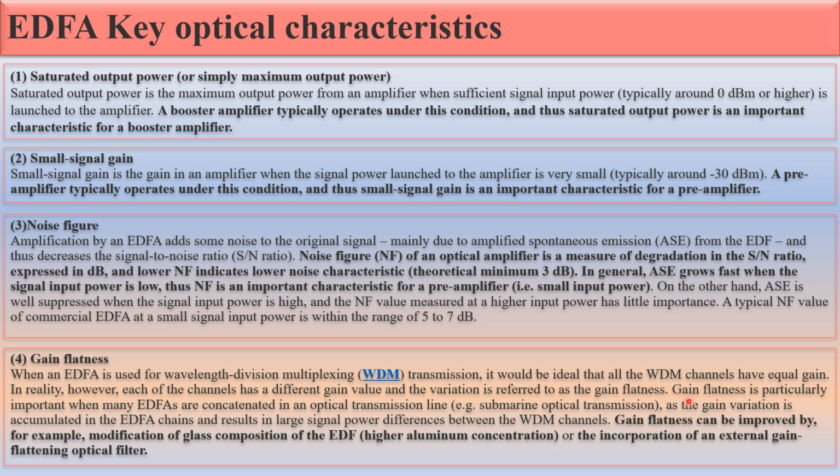Gain flatness is particularly important when many EDFAs are concatenated in an optical transmission line, such as submarine optical transmission, as the gain variation is accumulated in the EDFA chain and results in larger signal power difference between the WDM signals. So the main aim of this gain flatness is when we are using the EDFAs concatenated: one EDFA, then another, then a third and a fourth. The difference in the gain of the channels gets bigger and bigger as it passes through multiple amplifiers. So it is a very important characteristic. Gain flatness can be improved by, for example, modification of the glass composition of the EDF or the incorporation of external gain flattening optical filters.